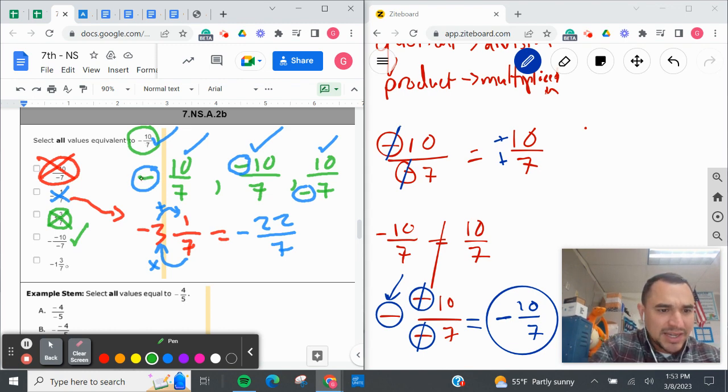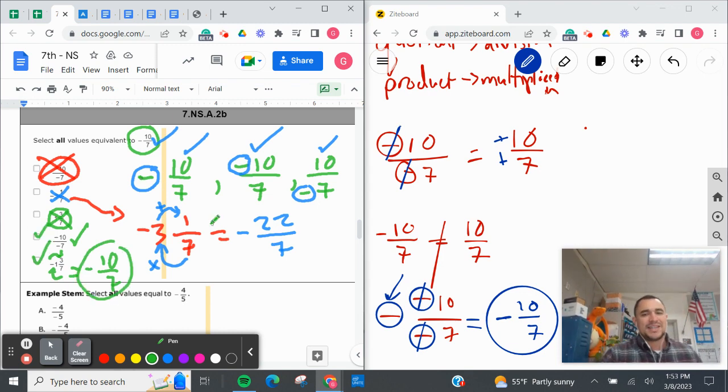This one is a negative 1 3/7ths. So let's go ahead and do that. 7 times 1 is still 7 plus 3, that's 10 over 7. And there's only 1 negative, so that is also good. So the answer to that would be D and E.